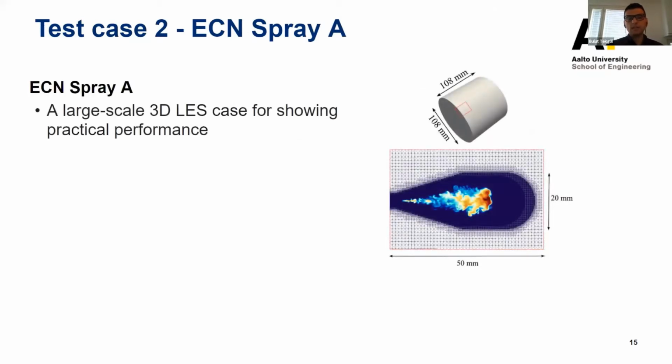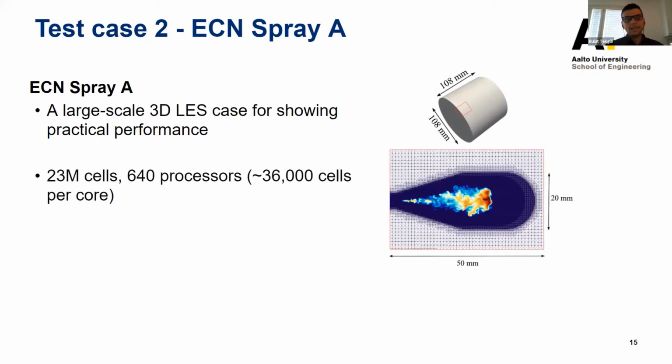This case is a pretty good large-scale benchmark case for 3D simulations for showing practical performance. It's about 23 million cells divided into 640 processors, so around 36,000 cells per core. And again, we just use Scotch decomposition because the algorithm doesn't care about the geometrical decomposition. It just cares about the busy processors and the idle processors.